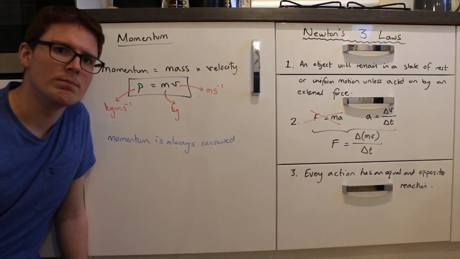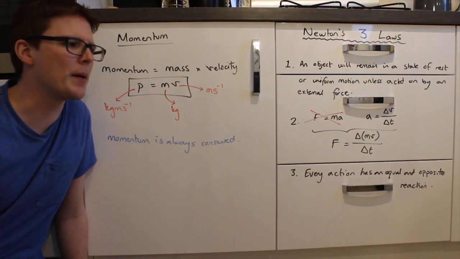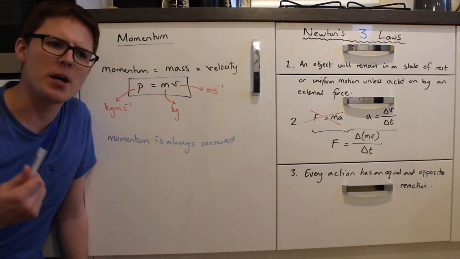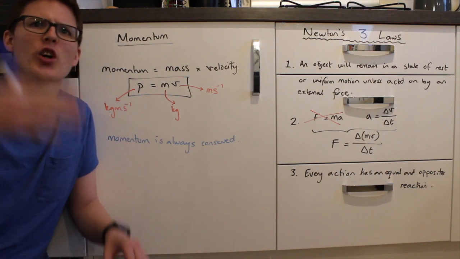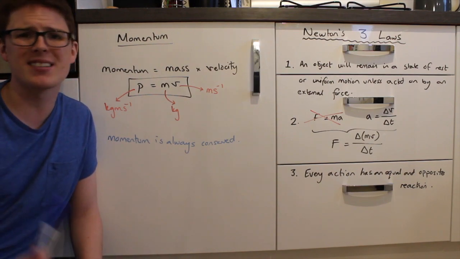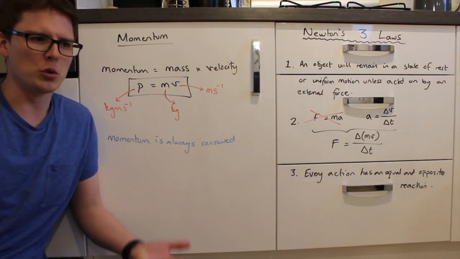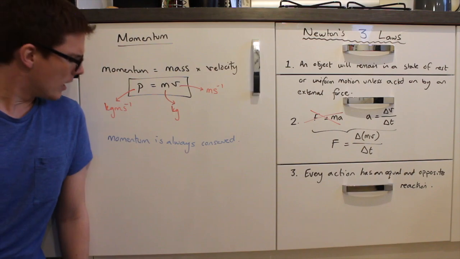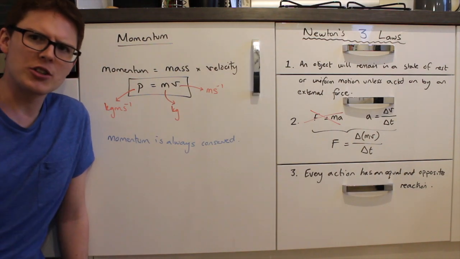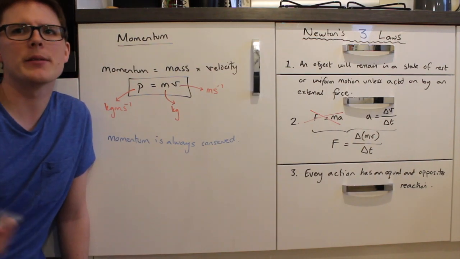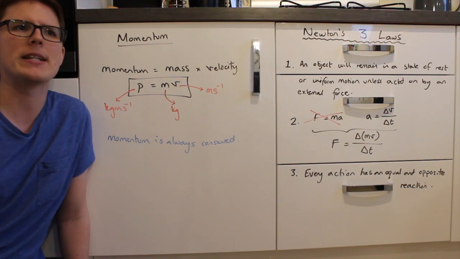Right, there's a reason I just got up and moved over there, and I'm hoping you spotted it. I was stationary to start off with, and then I got up and moved over there, which meant I had a velocity. My mass didn't change, my mass is not changing each second if we ignore the fact that I'm using a little bit of energy. So how on earth did I just gain momentum?